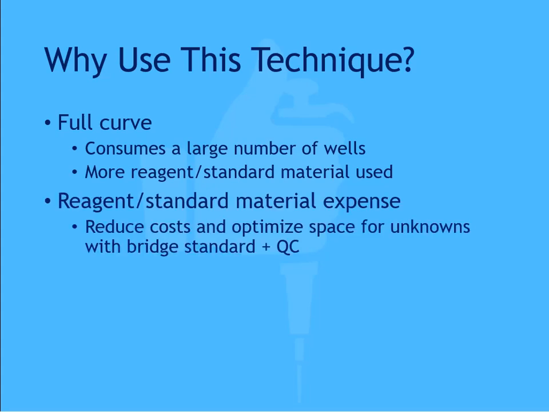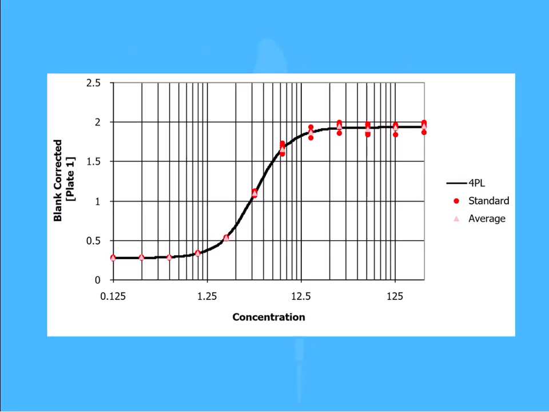This can be a problem when standards and reagents are expensive, limited in volume, difficult to prepare, or when plate space should be prioritized for unknown samples. One way to reduce standard and reagent consumption is to run the full calibration curve on the first plate, then use a bridge standard and quality control sample on subsequent plates. This approach allows users to apply the 4PL curve from the full curve plate to other plates, while ensuring that each additional plate is performing acceptably.